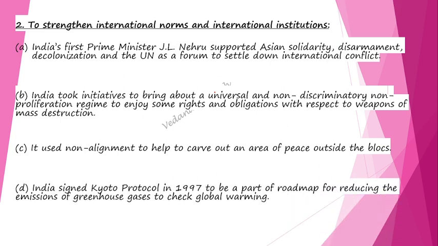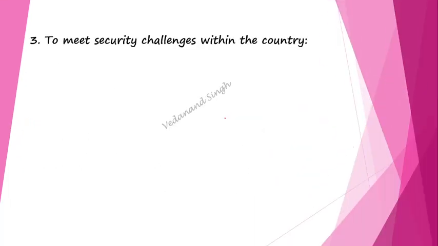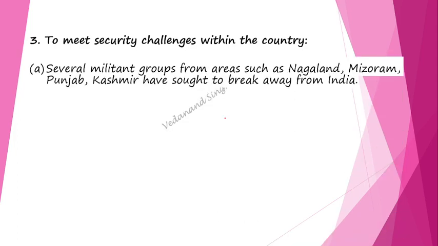Now the next, India signed the Kyoto Protocol in 1997, as part of a roadmap for reducing the emission of greenhouse gases to check global warming. And the next is to meet the security challenges within the country, as several militant groups from areas such as Nagaland, Mizoram, Punjab and Kashmir sought to break away from the country. So that was also a challenge requiring action.